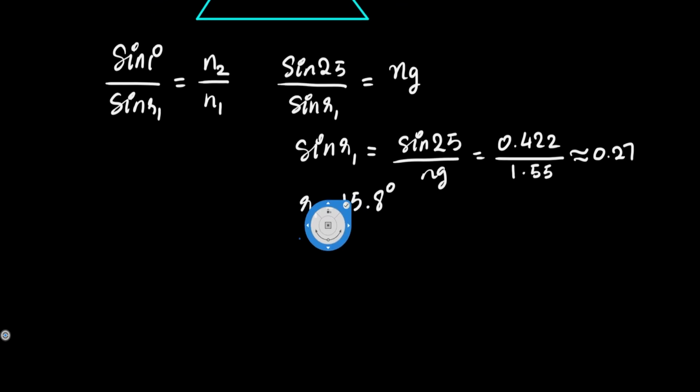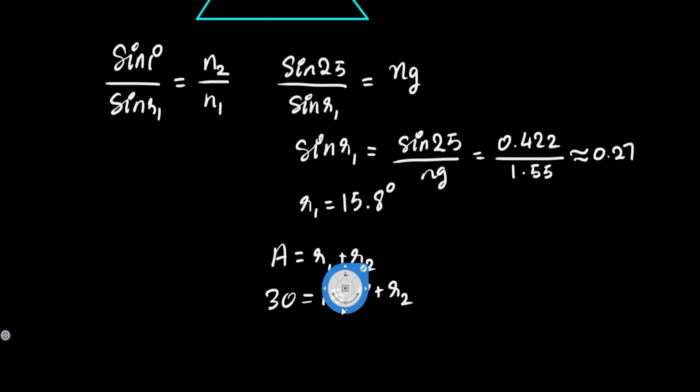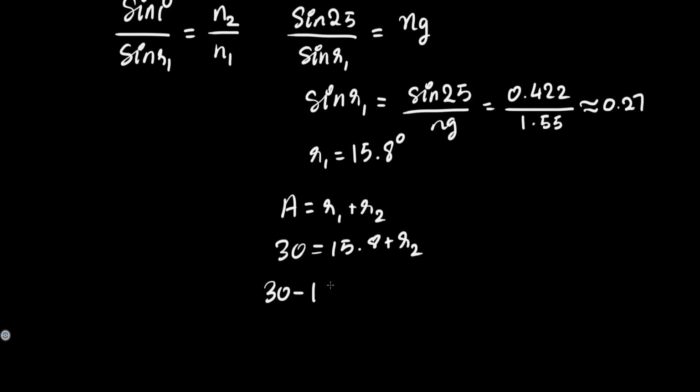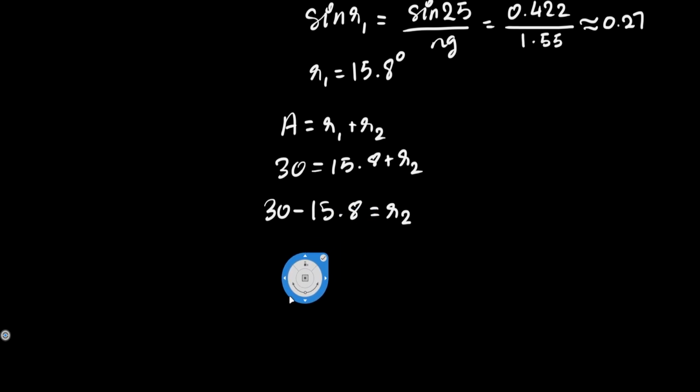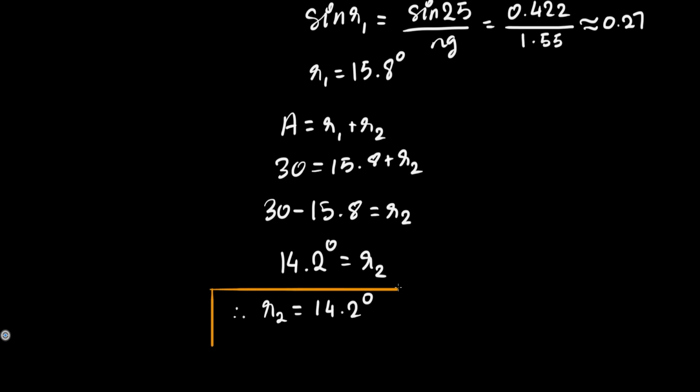Amazing. Now let's see. A is equal to R1 plus R2. A is 30, which is equal to 15.8 plus R2. R2 is the one we need to find. Its value is not given. So it's 30 minus 15.8 is equal to R2. 30 minus 15 is 15. 15 minus 0.8 is what? 14.2 degrees is equal to R2. So therefore R2 is equal to 14.2 degrees. So that is our answer, and I hope this was a good exercise.